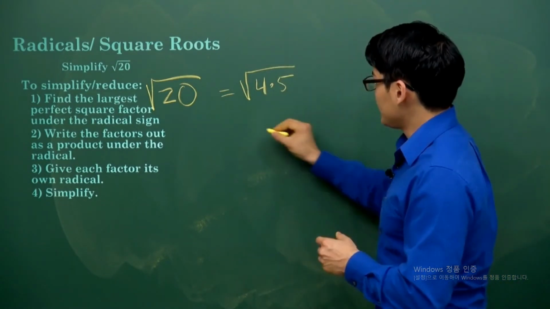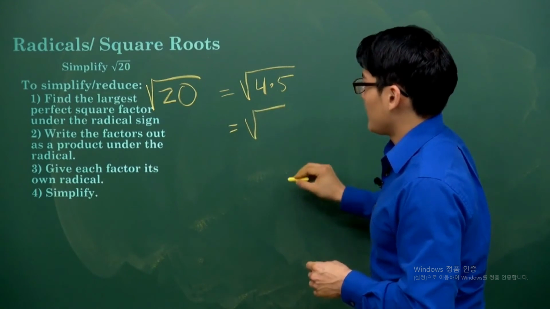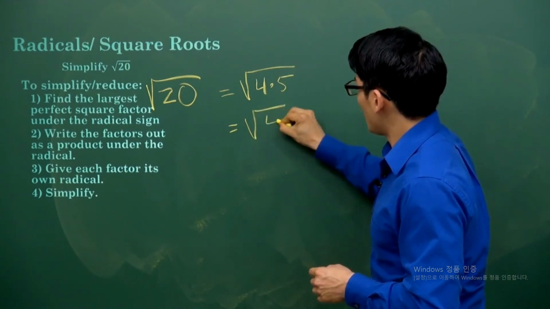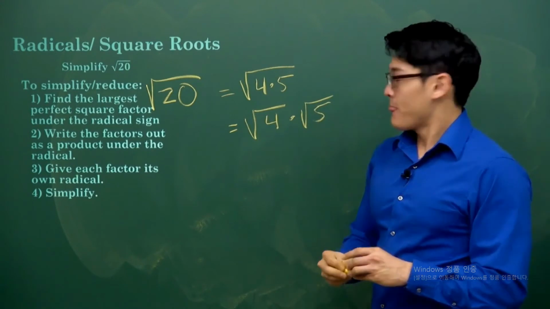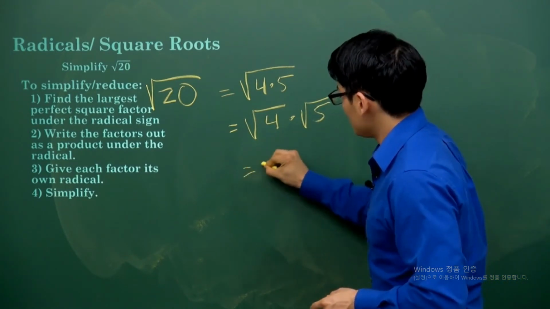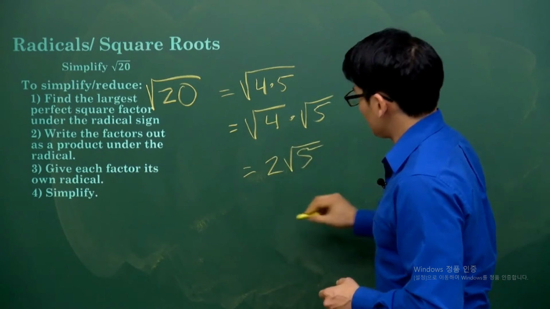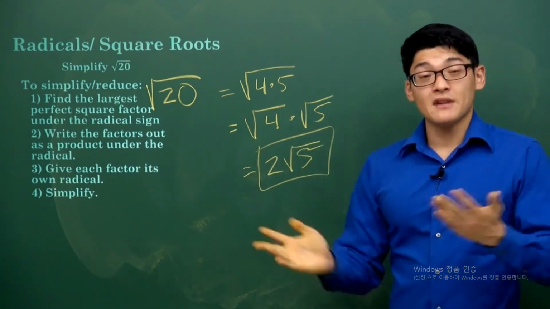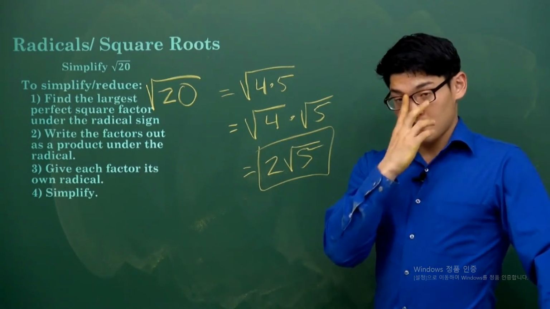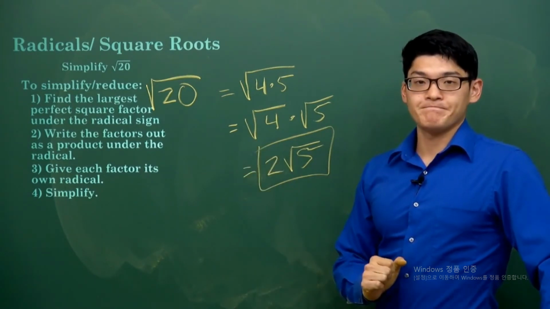And we're going to put it into its own radicals, as we saw in the last rule. We can go ahead and do that. And square root 4 is just 2. And that is how you simplify a radical. These are the steps to take.